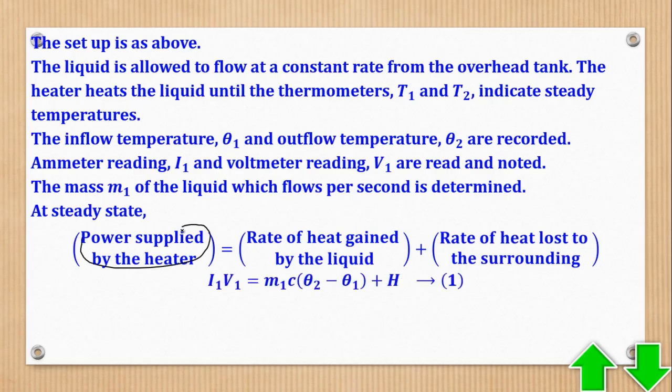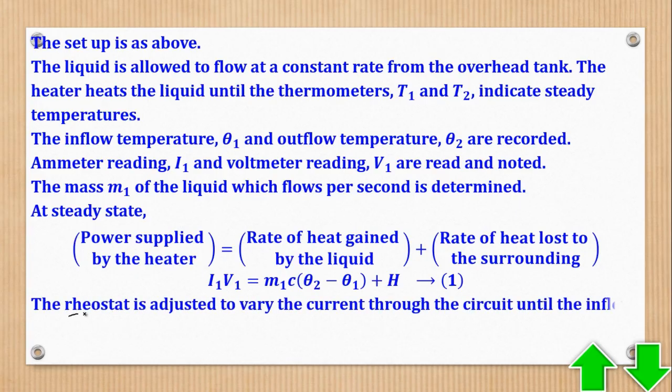So the rate of power supplied is IV, which is I1V1. Then the rate of heat gained by the liquid is MC, change in temperature. And the rate of heat lost to the surrounding is capital H. That is equation 1. So what do we do next?